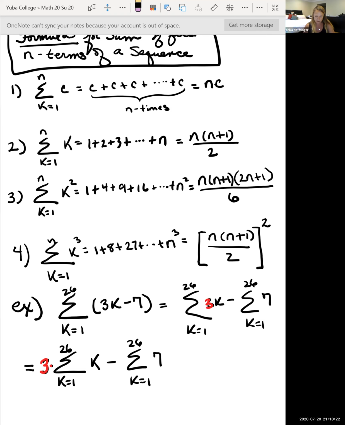So I can use formula number 2, as I called it. It's not necessarily number 2 in all things, I just, in my notes, it is. So the summation of k is equal to the value you're going up to, and in our case, this n value is 26. Let's bring down that 3 so we don't forget about it.